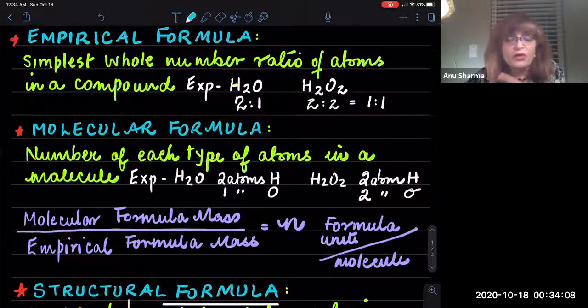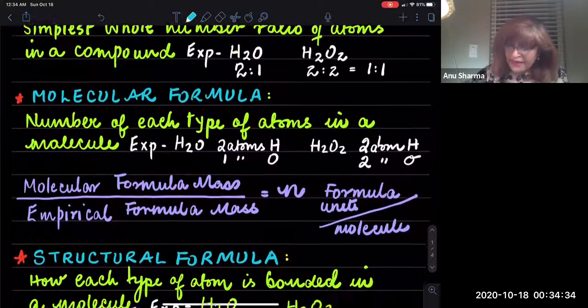So here you're not going to simplify it. You're not going to say it's 1 atom of hydrogen and 1 atom of oxygen. No, it is the exact number of atoms that make that molecule that are shown in the molecular formula. Molecular formula is a more stable form of that particular combination of atoms. Empirical formula is just a very basic, simple ratio, just a numerical value.